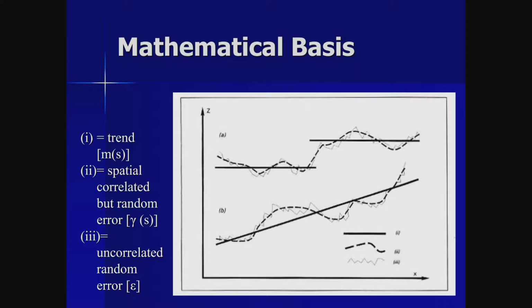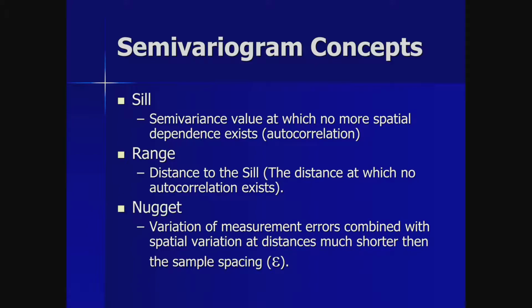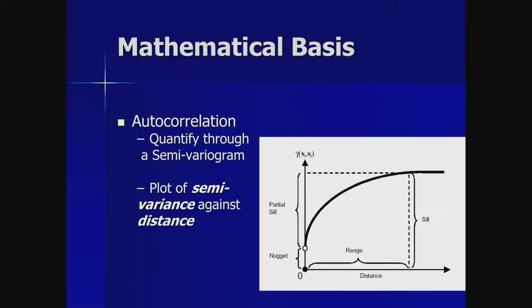The point at which that occurs, and the computer uses math to figure this out, is called the sill: the semivariance value at which no more spatial dependence exists, no more autocorrelation. The range is the distance to the sill. So the sill is the value on the y-axis, the range is the value on the x-axis. And then the nugget is the variation of measurement errors combined with spatial variation. The nugget's not as important. The sill and the range, we'll show them here.